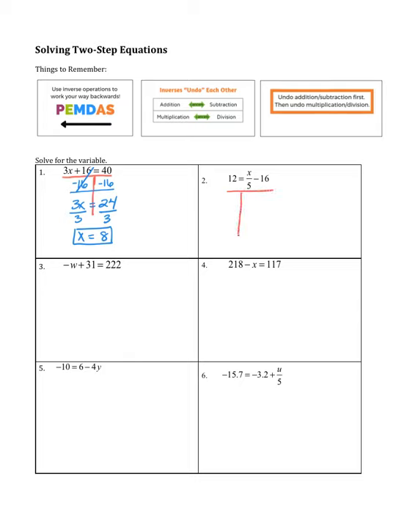Do our bars, do our t. All right. We're going to leave the x over 5, the x divided by 5 alone. We're going to move the other part, the dingle-dangly part. The opposite of minus 16 is plus 16. I know it's a coincidence. We have the same number in 2 problems. So 28 equals x over 5.